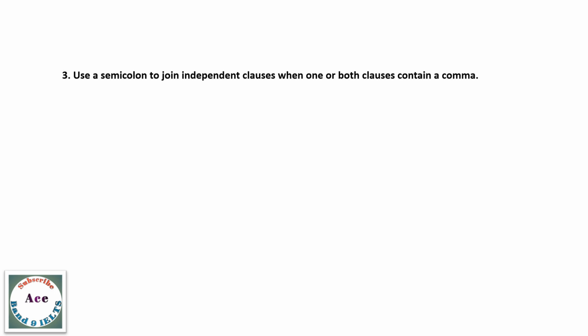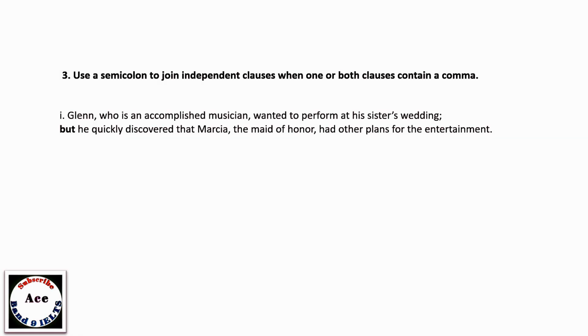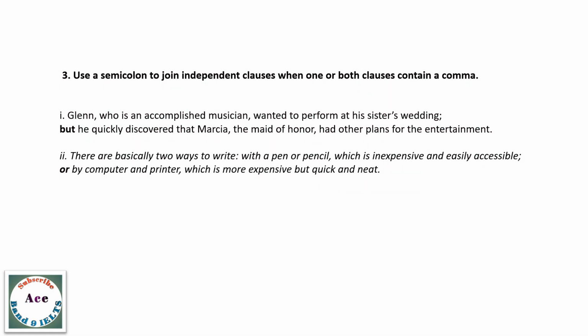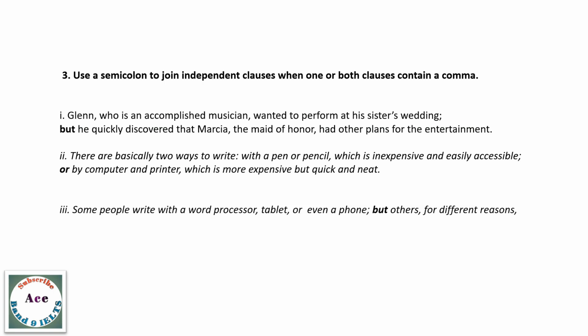When joining two independent clauses, you just use a semicolon but not a coordinating conjunction. However, if the clauses after the coordinating conjunctions have commas, then a semicolon must be used before the coordinating conjunction. The words in bold are the coordinating conjunctions.